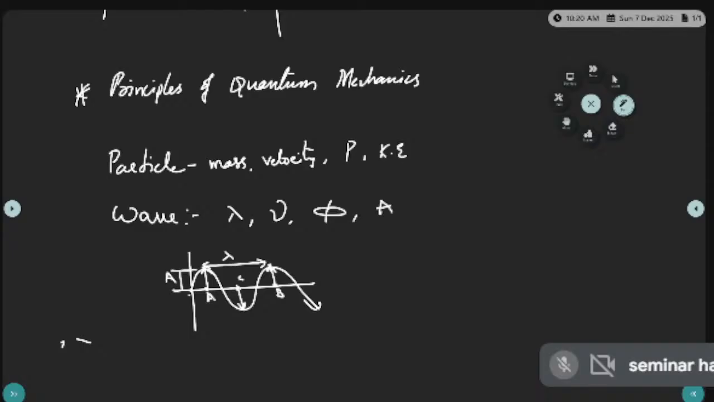Or distance between some crest and crest, or two crests or troughs also called as wavelength. This is called crest. This is called trough. This distance is wavelength, or distance between two crests.